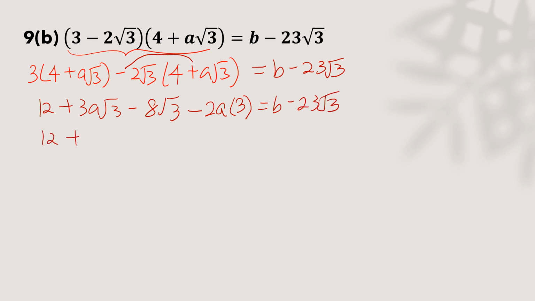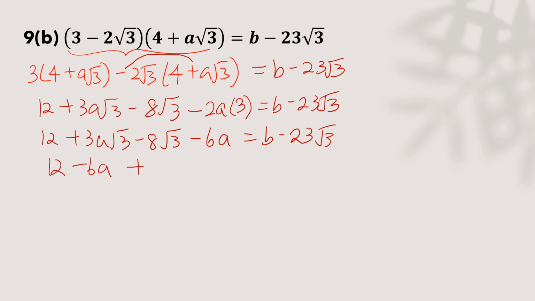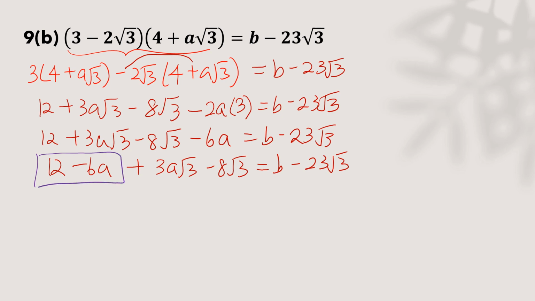Alright, let's simplify further. Alright, so we're going to put all the rational numbers together. That will be 12 minus 6a, and then your surds together. Okay, and then we're going to do a comparison. So this guy, 12 minus 6a, it's a rational number, will be equal to b, which is a rational number. Basically, rational numbers, you just don't have the radical, you don't have the surds there. So the surds will be this guy here, where you have the square root 3 on one side, and then the square root 3 on the other. Okay, so we can form two equations.